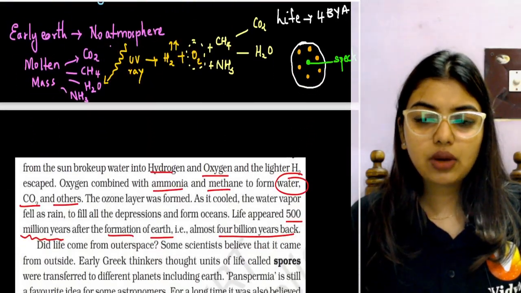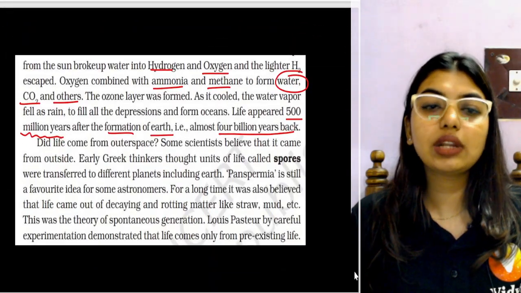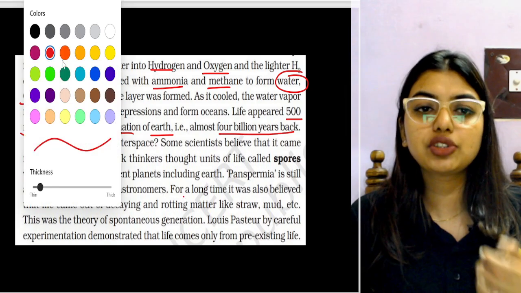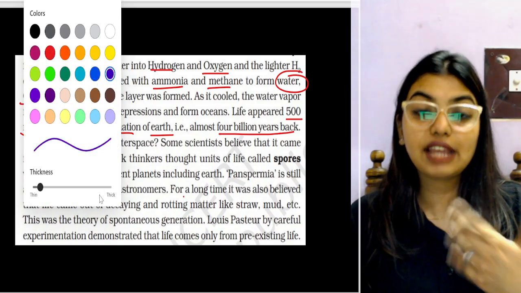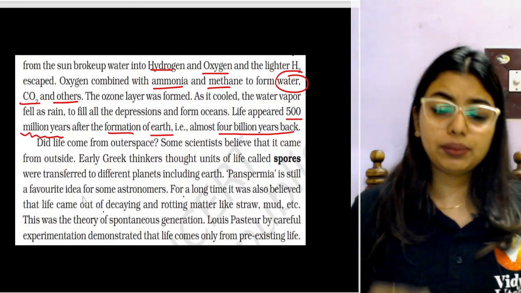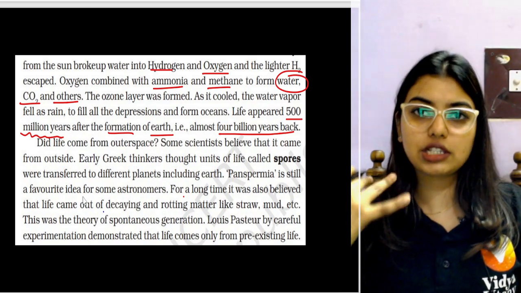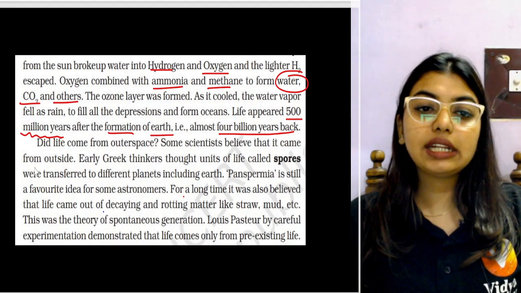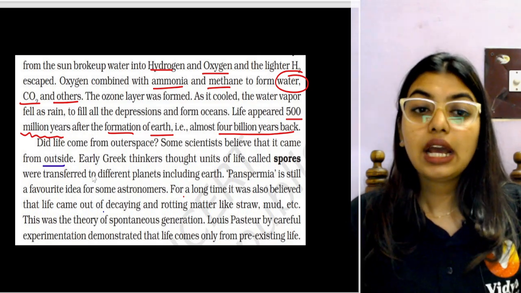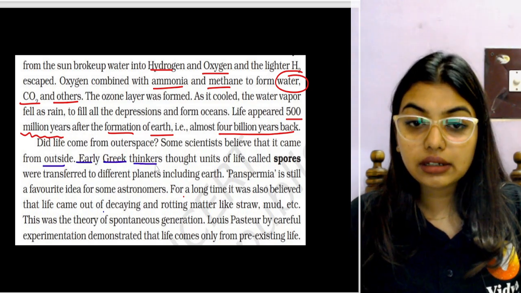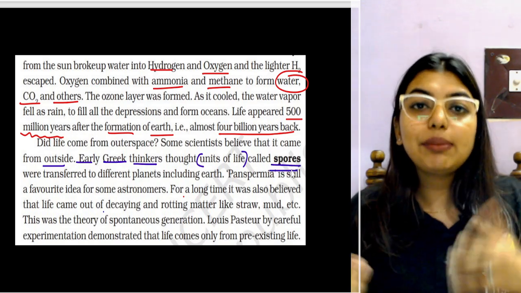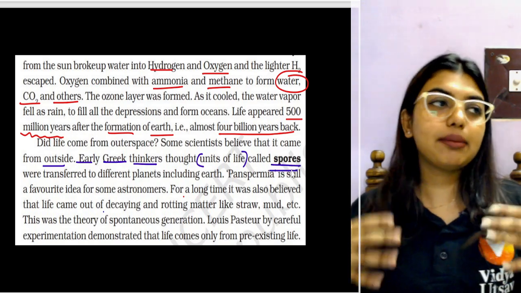Now, the first theory to tell how life happened. So now we formed the Earth, we formed the universe. Now our job is to find how exactly life on Earth happened. So did life come from outer space? Understood? That was the first question. Some scientists believe that it came from outside. Early Greek thinkers thought of units of life called spores. So they believed very simple. Like, let's imagine I am Earth.